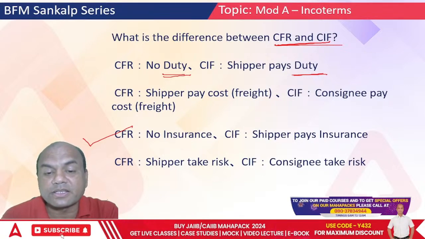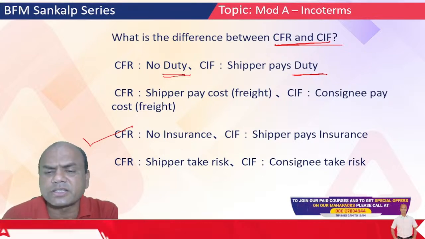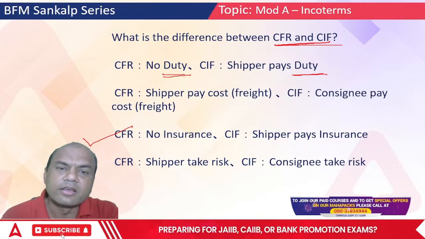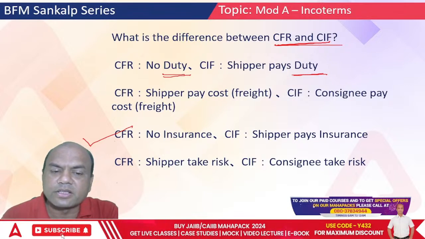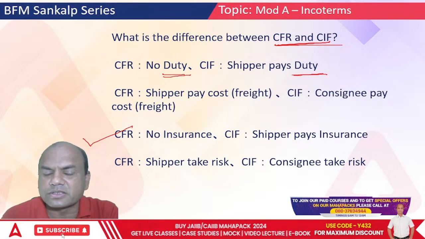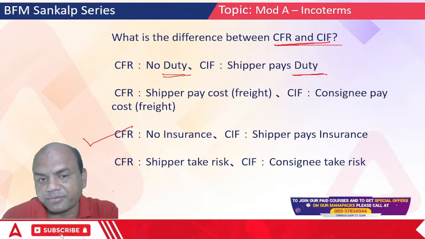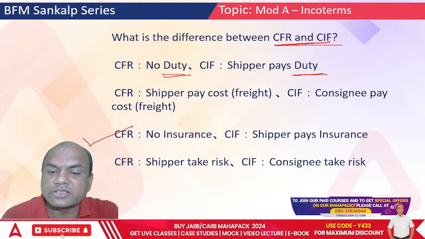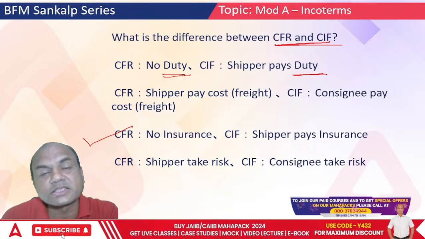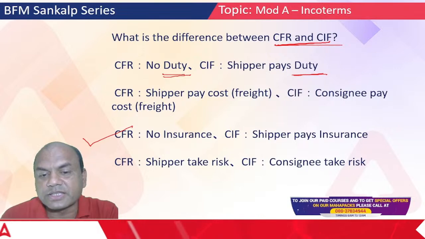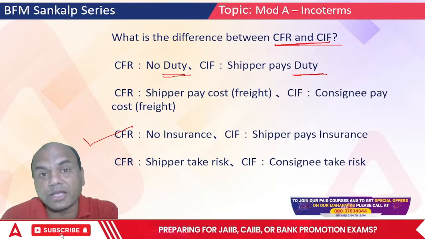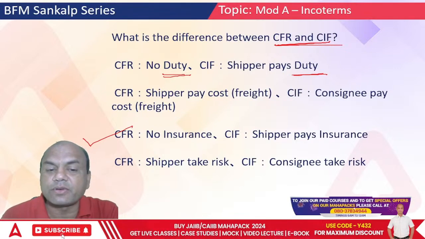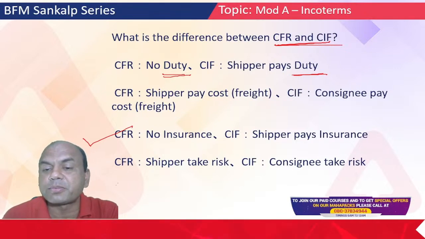CFR, shipper takes the risk, CIF, consignee takes the risk. It's not that. Consignee means buyer takes the risk, no one. The seller does not take the risk over here. Insurance is brought in by the seller, but the risk is not taken. The seller will only pay for the insurance if something happens. But the right answer over here is this: CFR, no insurance. CIF, shipper pays the insurance.